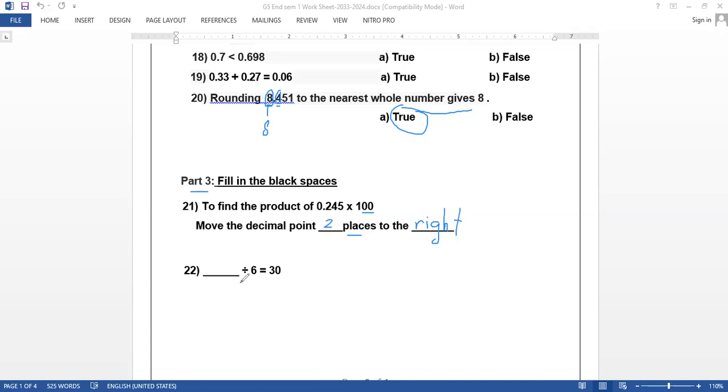What do we multiply or divide by 6 to equal 30? Now we multiply 3 by 6 equals what? 18. Now this 0 we bring it here. So now let's try 18 divided by 6 equals 3, and we bring the 0, it's 30.